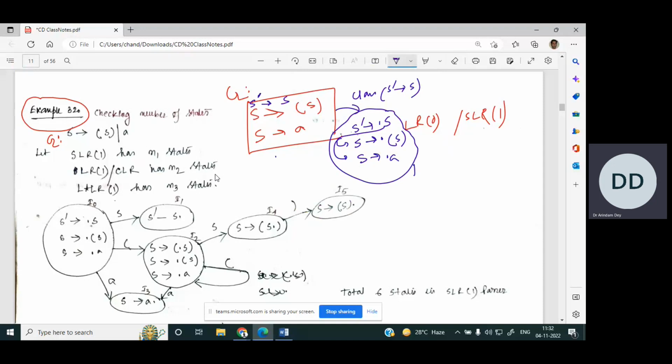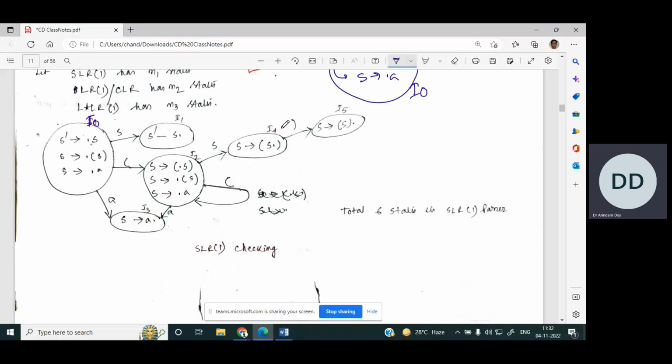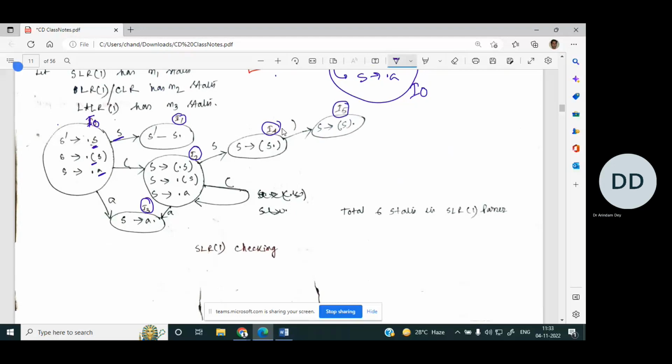So the same thing that I have written out here, let it be I0. So here the I0, same I0 I have written out here. Correct? And now you can see the propagation from here, because propagation is possible over S, propagation is possible over bracket, and possibility for propagation over A is there. Once I made the propagation, how many states do we find? I1, I2, I3, I4, I5, including I0, the total 6 states are there.